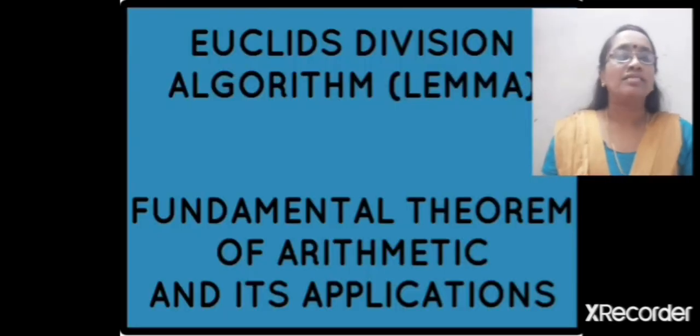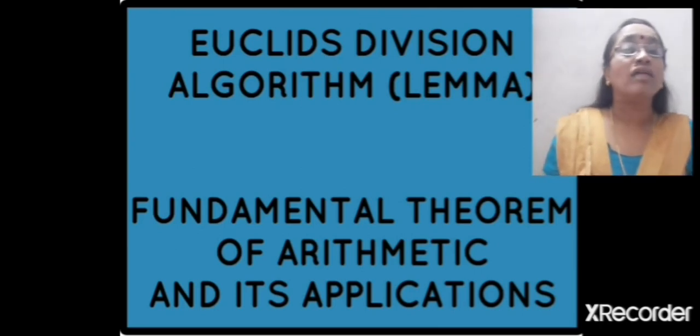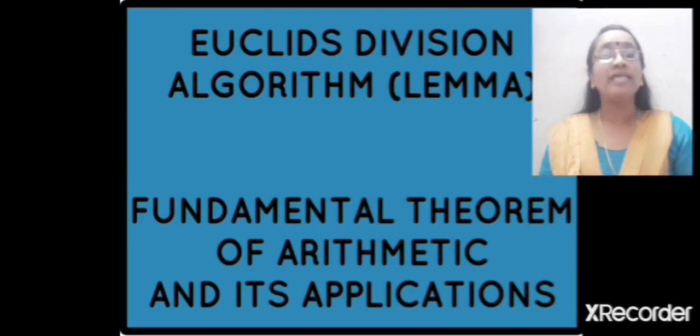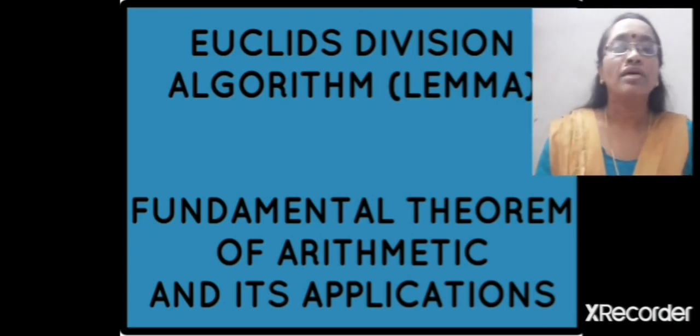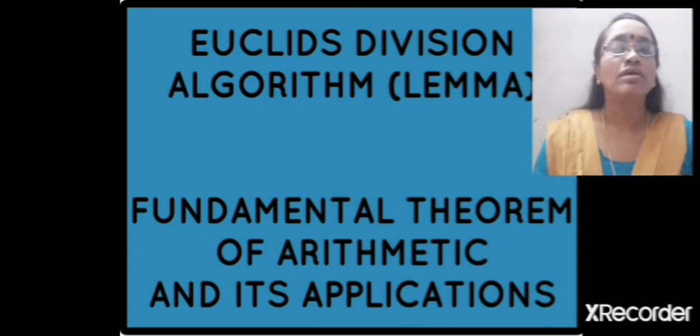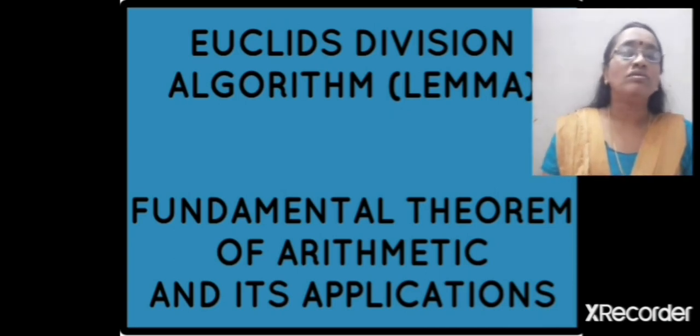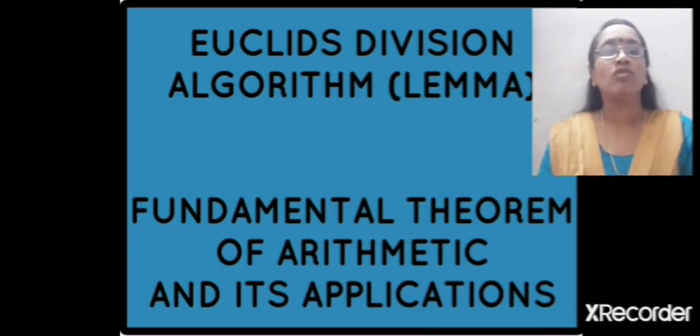This chapter consists of two main things about real numbers. First, Euclid's division algorithm or Euclid's division lemma. Second, the fundamental theorem of arithmetic and its applications. But this year, Euclid's division algorithm is a deleted topic, so no need to study it. So we can continue with the topic fundamental theorem of arithmetic as well as its applications.